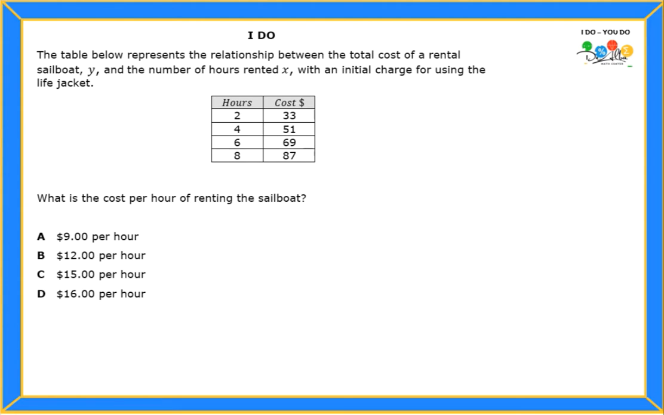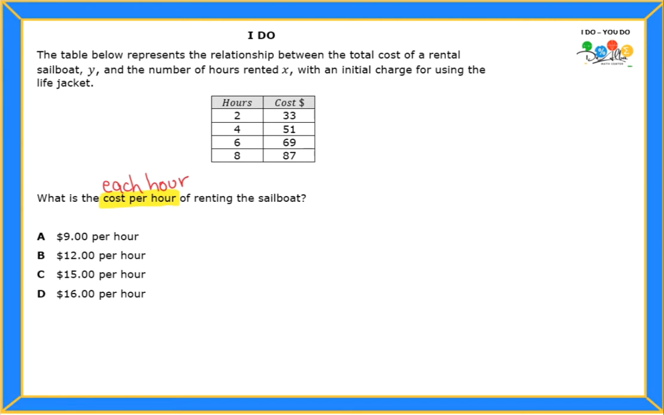It says, the table below represents the relationship between the total cost of a rental sailboat Y and the number of hours rented X with an initial charge for using the life jacket. What is the cost per hour of renting the sailboat? So what are they asking me to find? Well, they want to find the cost per hour. They want to know how much you are going to pay for each hour. Very good.